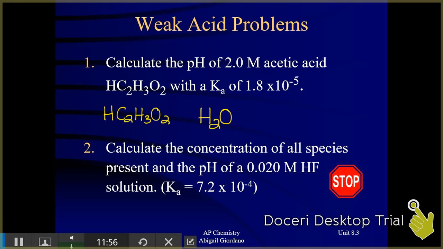So guess what? These are my major species. And let's assess the situation. Acetic acid, is it one of my 6 strong? No, it's not. It's definitely a weak acid. And you know what's another hint? We're given a Ka value. Remember, strong acids don't have Ka values. So these are my 2 major species. Those are the only 2 things I have to deal with. And I'm going to get over here to a blank screen. And guess what? Those 2 major species are going to end up being my 2 reactants.